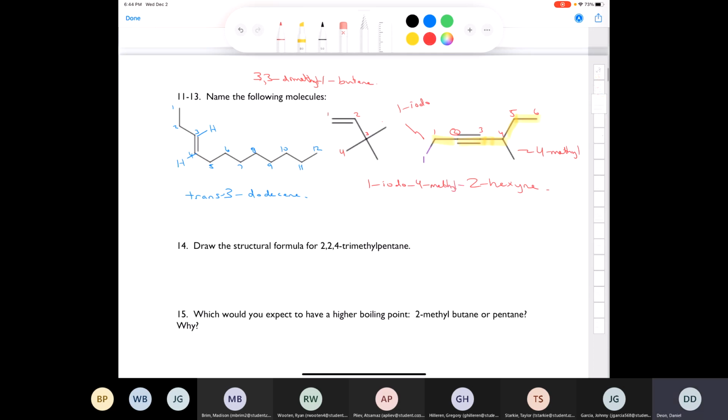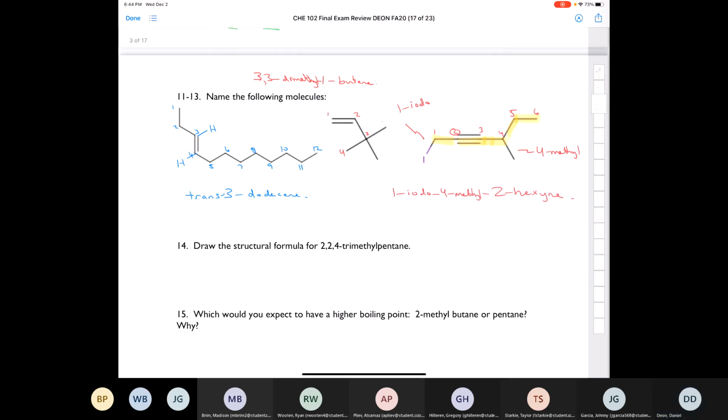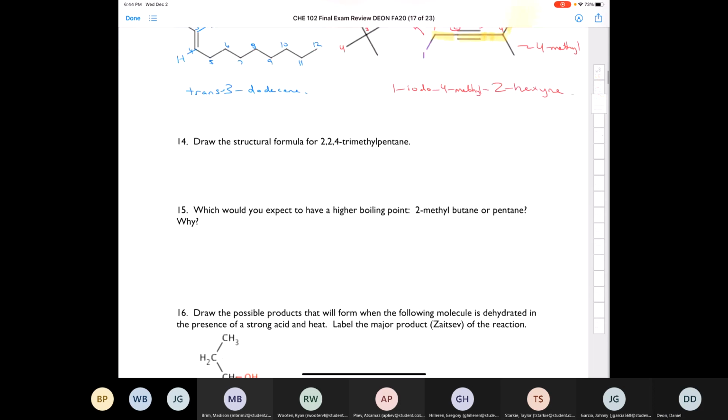Bada boom, bada bang. All right, who's feeling a little bit better about nomenclature now? A little bit of a review. I hope somebody is. All right. Good. Great. All right. Review's never a bad thing.